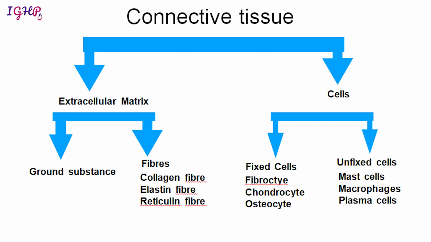Now next thing is, like we said, that in all epithelium, below the epithelium we have the connective tissue. Now this connective tissue again is made up of two things. One is the matrix that we see there, and another thing is the cells that are constituents of the connective tissue. The cells can be fixed cells or they can be unfixed cells. The fixed cells are the fibrocytes, chondrocytes, osteocytes, and the unfixed cells could be mast cells, macrophages, or plasma cells.